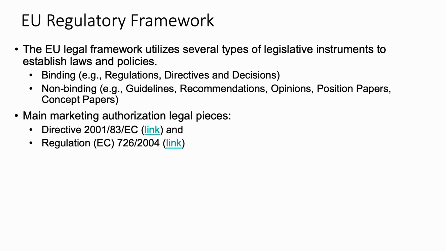Now, the European legal framework utilizes several types of legislative instruments to establish laws and policies. So we have binding laws and policies. These are, for example, regulations, directives, and decisions. We also have non-binding laws and policies, such as guidelines, recommendations, opinions, position papers, and concept papers. Now, the main marketing authorization legal pieces are the Directive 2001/83/EC and Regulation (EC) 726/2004.